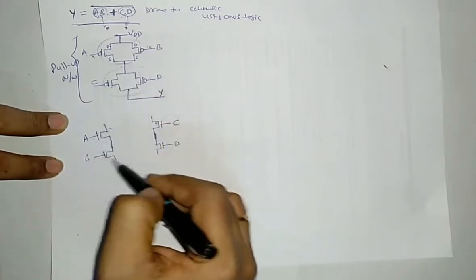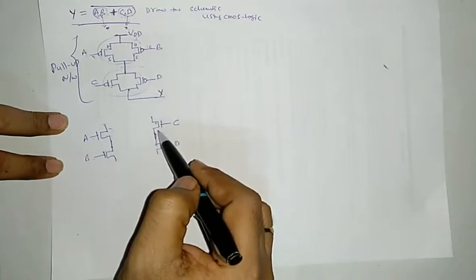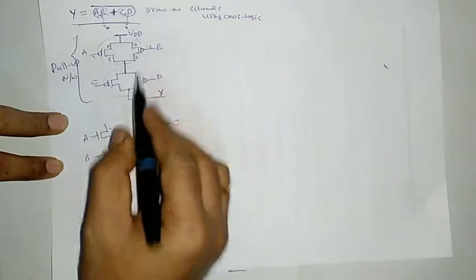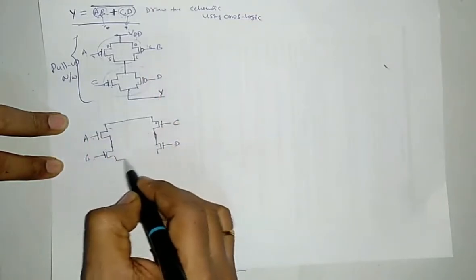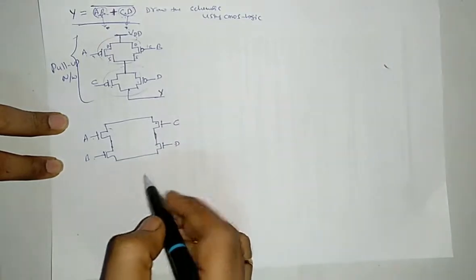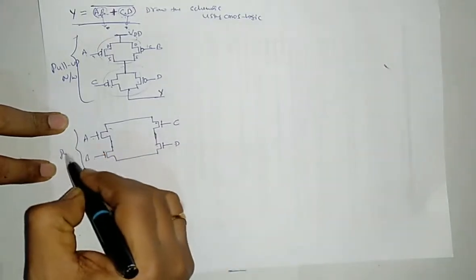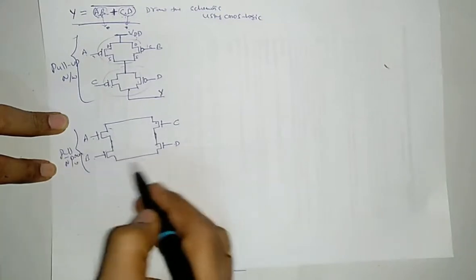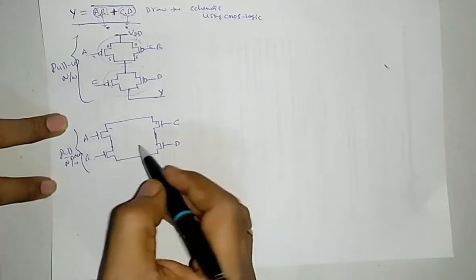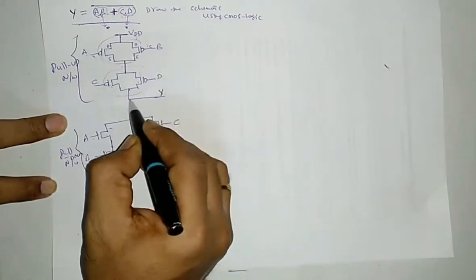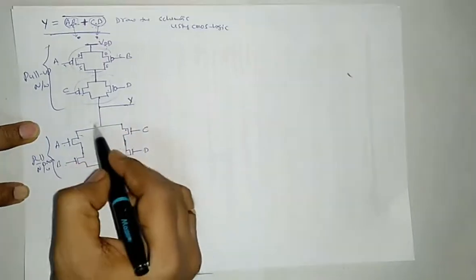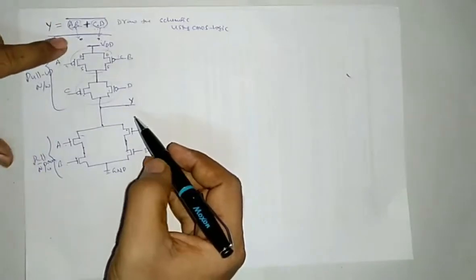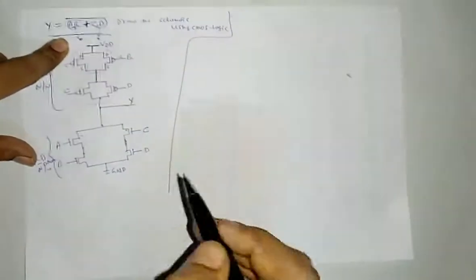Now this combination and this combination should be in parallel to generate this sum term. So here these two combinations are in series. Here these two combinations should be in parallel. So it is the pull down network, which consists of only NMOS transistors. The pull down network is connected between output and ground. That's it. This is the schematic of the given logic function. Like this you have to draw.